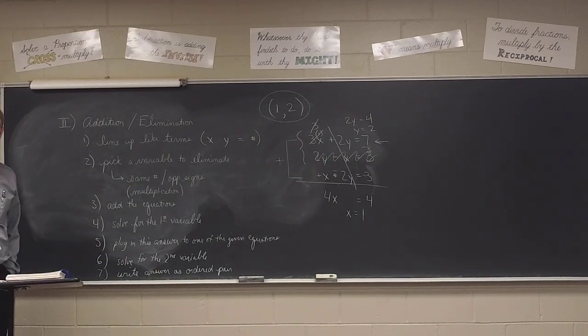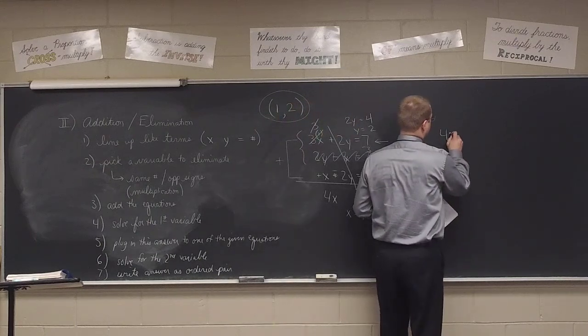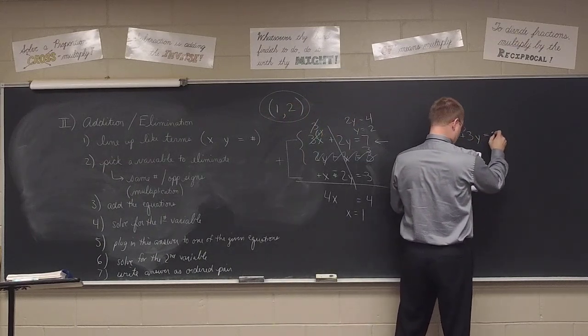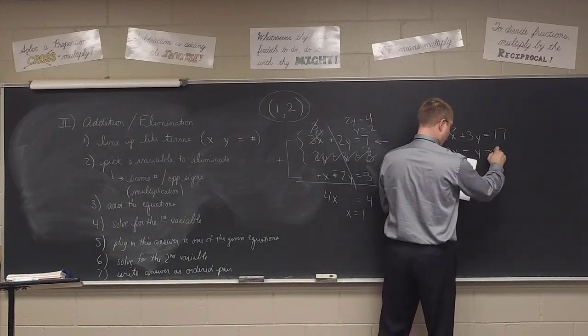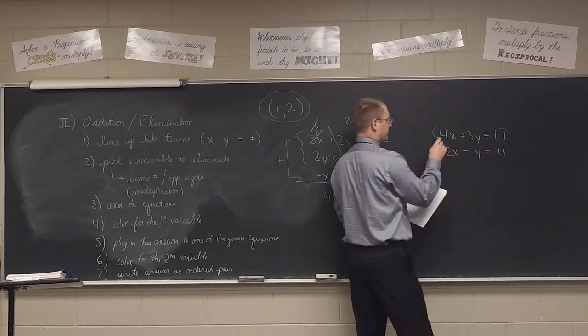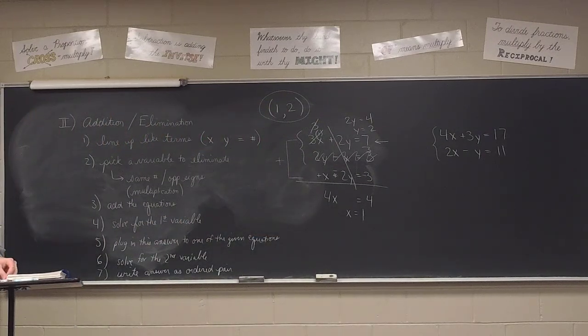Let's do another one. This time do this with me if you would. Please write this down on your paper. 4x positive 3y is equal to 17. 2x negative y equals 11. What do we need to do first, Maddie? Thoughts? They're already lined up. A lot of times this first step will be done for you.